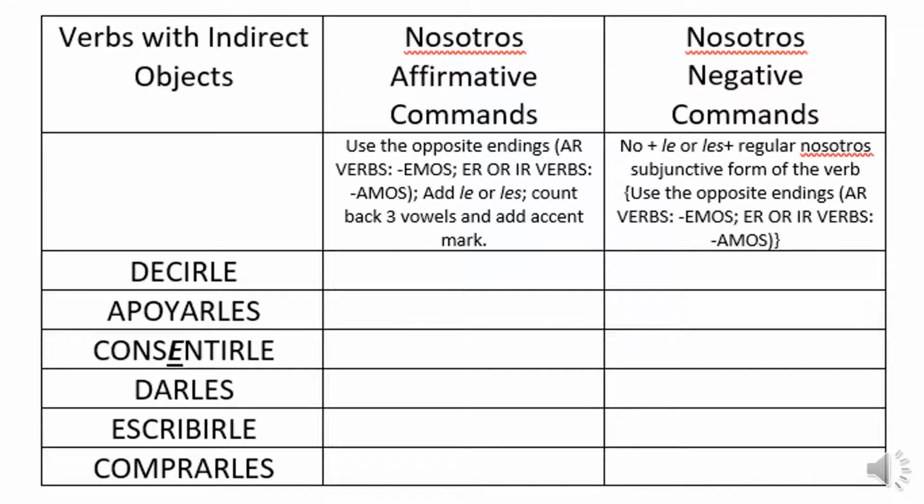Alright, let's move on to your second table. Your second table is verbs with indirect objects. Indirect objects are when you talk about to somebody or for somebody in relationship to the verb. So, let's tell him, or let's support them, or let's give them the books, or let's write them a letter.